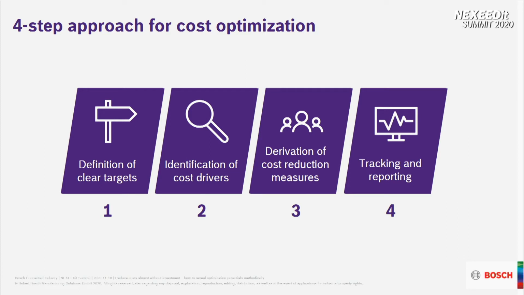The first step is a clear definition of targets on all levels, like business units, plants, and even value streams and machines. The second step is to identify the cost drivers to guarantee a focused approach. The third step is to work out concrete measures, of course, to implement them. Finally, the differentiation of those cost measures is very important. And of course, we need to keep focus on the full utilization of that potential.